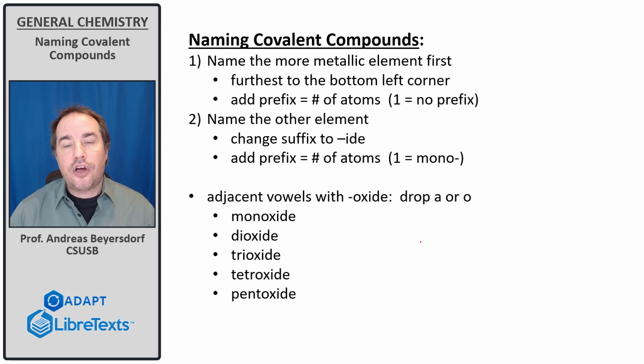Now, these are examples of adjacent vowels with oxide. So, for instance, monooxide becomes monoxide. But if I have an I, like di or tri, I keep that I. Then for tetraoxide, I drop the A, and for pentaoxide, I drop the A as well.